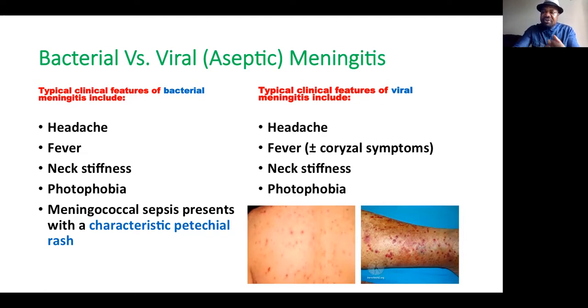So those are usually signs of flu. The patient might have that, but they all have headache, they all have fever, they all have neck stiffness, they all have photophobia. So in that regard, clinically, it's difficult to separate between bacterial and viral meningitis.